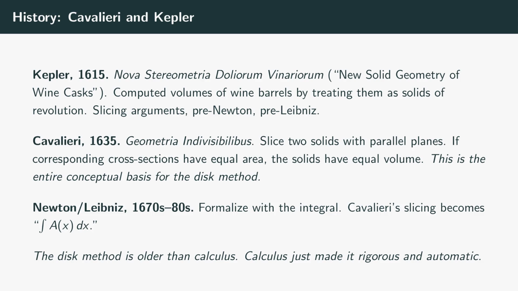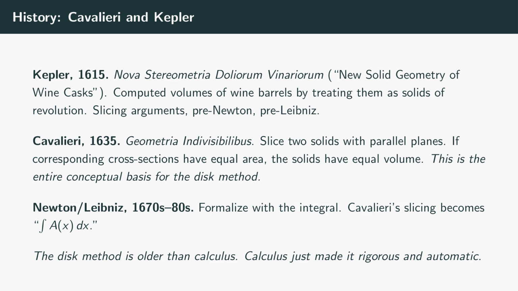A bit of history, because this stuff is genuinely older than calculus and worth knowing where it came from. Johannes Kepler, 1615. The same Kepler who gave us planetary laws also wrote a book called Nova Stereometria Doliorum Venariorum, New Solid Geometry of Wine Casks. He wanted to compute the volume of wine barrels accurately because Austrian wine merchants were using bad formulas and getting cheated. He worked out volumes by slicing the barrels into thin disks, essentially the disk method, but without the integral symbol. He summed approximations and took limits informally.